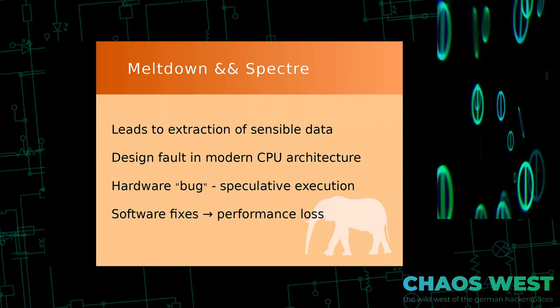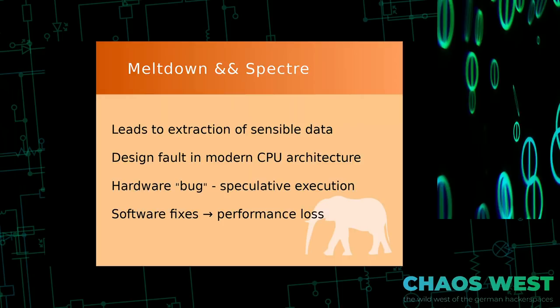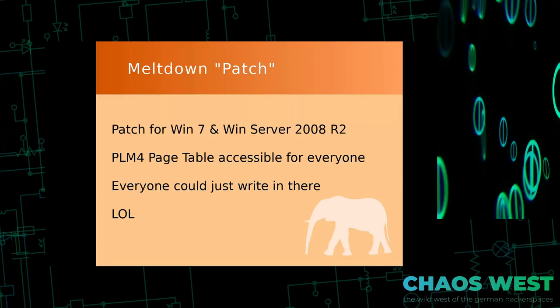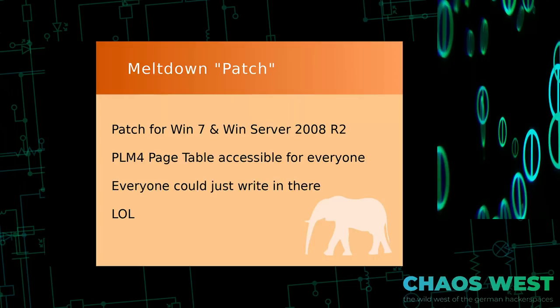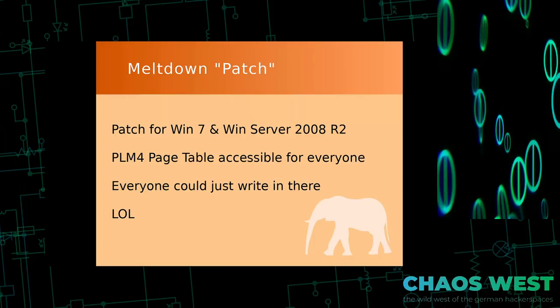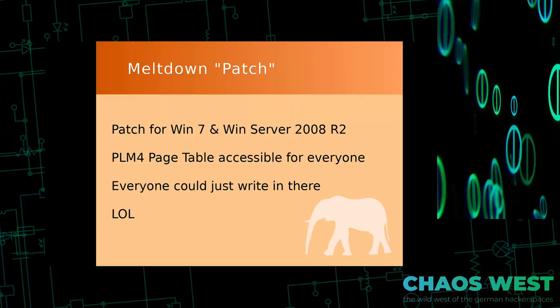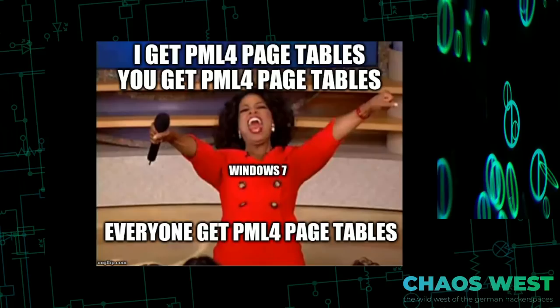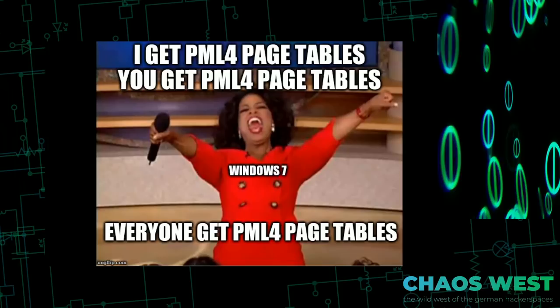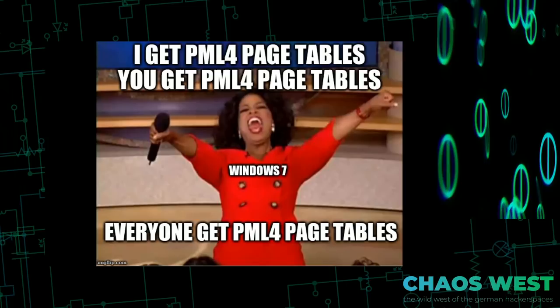There was a great Meltdown patch by Microsoft for Windows 7 and Server 2008. There, the PML4 page tables were accessible for everyone on the system. So the PML4 page tables are the master page tables in the system, which should be only readable and writable by the kernel itself, so no user should have access to them. And just everyone could write in there, modify it and load their own pages. So in the end, it was like this: I get PML4 page tables, you get PML4 page tables, everyone gets PML4 page tables. So it's really bad because everyone could just modify the whole system and mess around with it. They fixed it about a month later, but it was still a really bad patch.